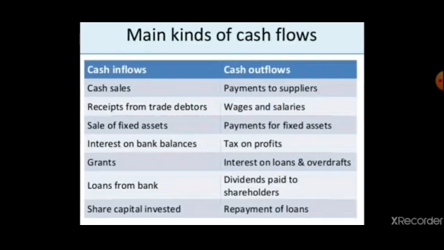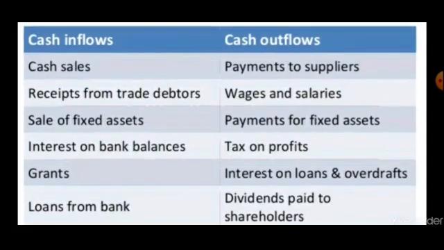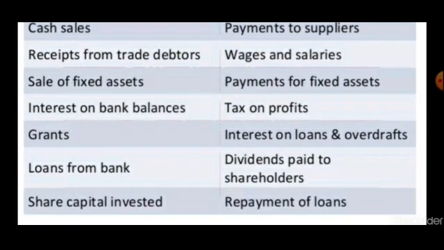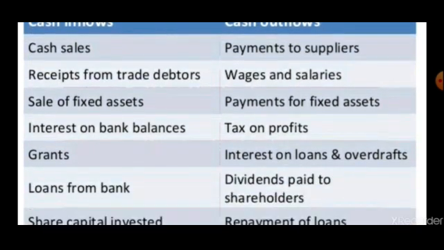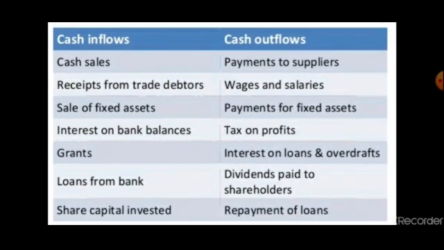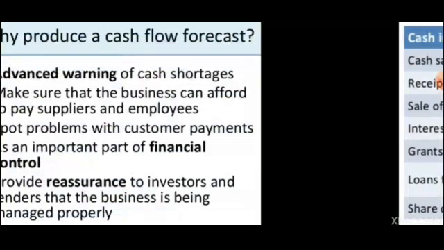Cash inflows and outflows. Under the inflows heads, you can see cash sales, receipts from traders, sale of fixed assets, interest on bank balances, grants, loans from banks, share capital investments. And of course, payments are payments to suppliers, wages, salaries, payments for fixed assets, tax on profits, interest on loans and overdrafts, dividend paid to shareholders, and repayments of loans. So these are the cash outflows. So these inflows and outflows are to be anticipated.